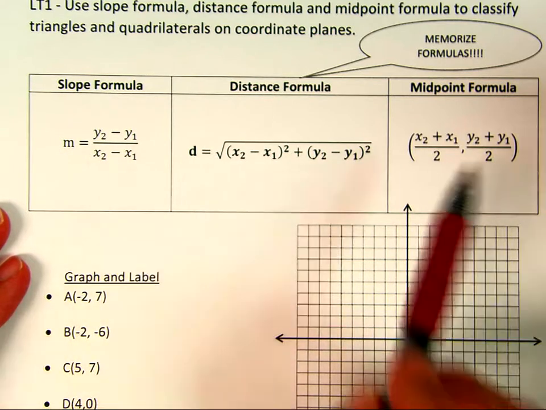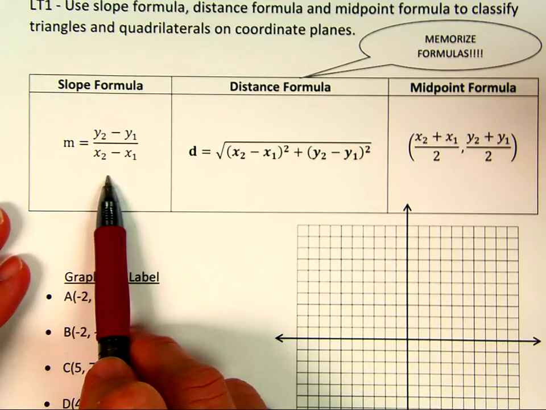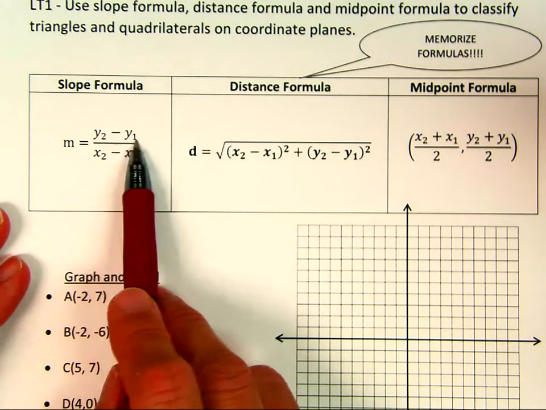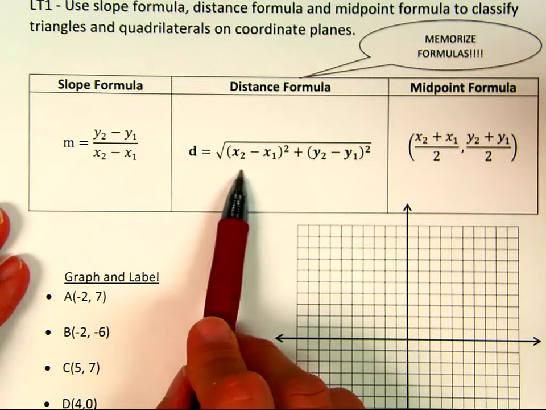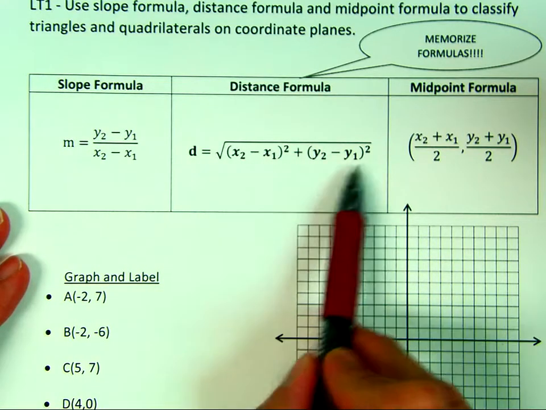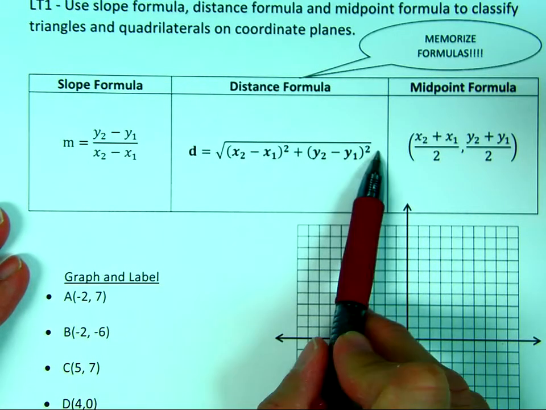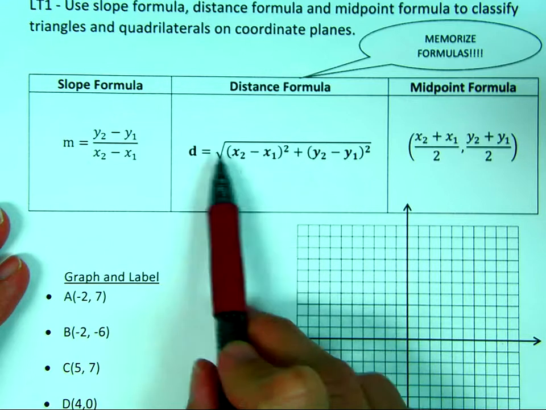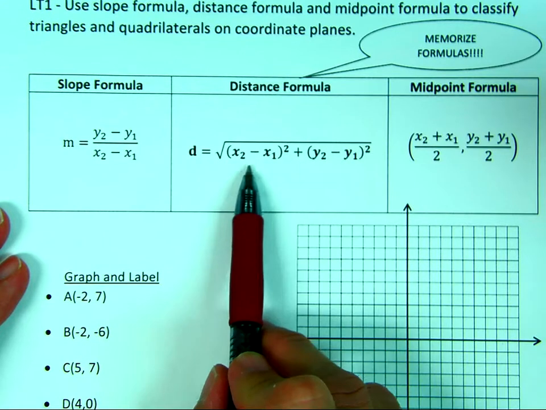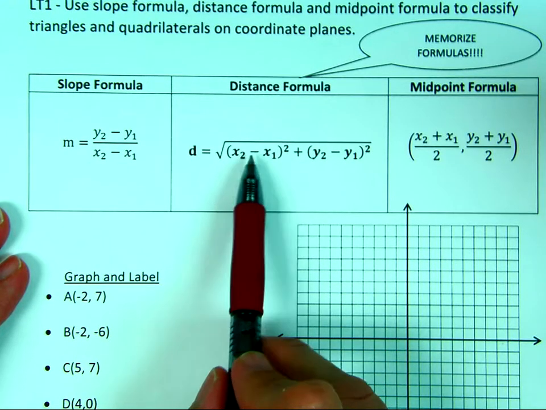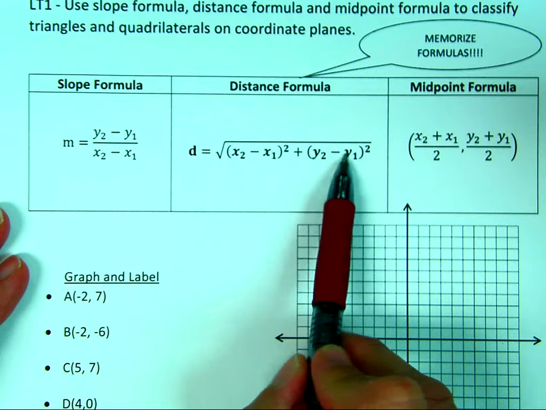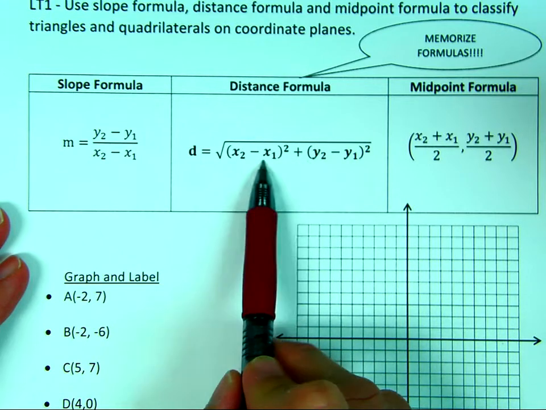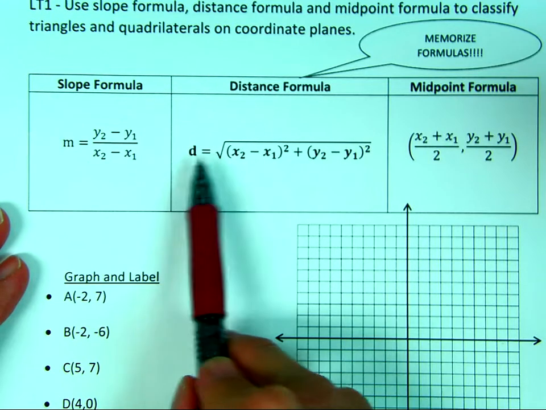So the midpoint formula, slope formula, midpoint's down there. Slope formula, y minus y over x minus x. Distance formula, you subtract the x's, you subtract the y's, you square them both separately, then you add them together, then you take the square root. This is just the Pythagorean theorem. If you were to graph it, this would be the length of one side, the length of the other side. You know, a squared plus b squared, square root equals c.